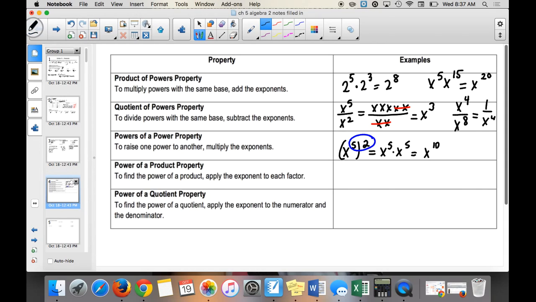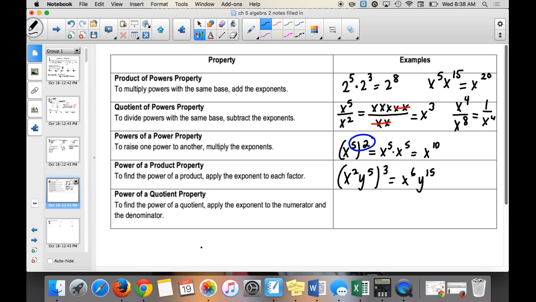And then a power of a product. If I have x squared y to the 5th, and then I raise it to the 3, that 3 goes into both pieces. So I'm going to have x to the 6th, and I'm going to have y to the 15th. Kind of like the distributive property. That's what everybody always says every year when I do this. It's like the distributive property. So it goes to both of those pieces.